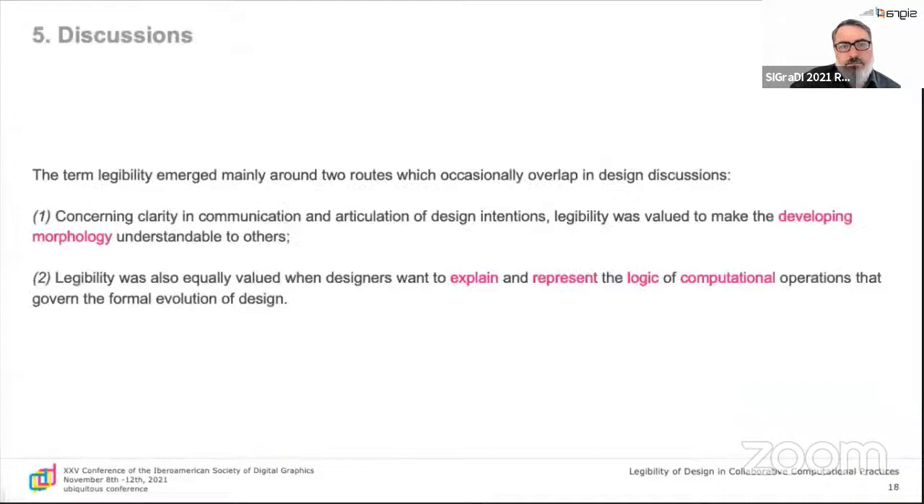In this ongoing research, the findings demonstrate the concept of legibility in design as a pivotal issue in collaborative computational practices. The term legibility emerged mainly around two roads which occasionally overlap in design discussions. One is concerning clarity in communication and articulation of design intentions. Legibility was valued to make the developing morphology understandable to others. The second one: legibility was also equally valued when designers want to explain and represent the logic of computational operations that govern the formal evolution of design.